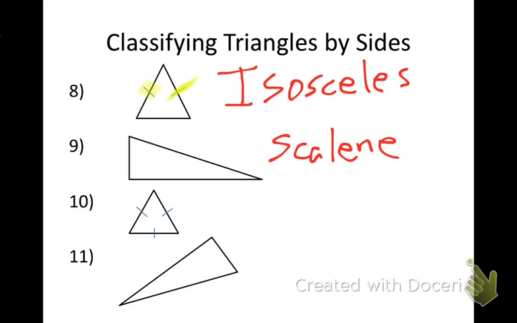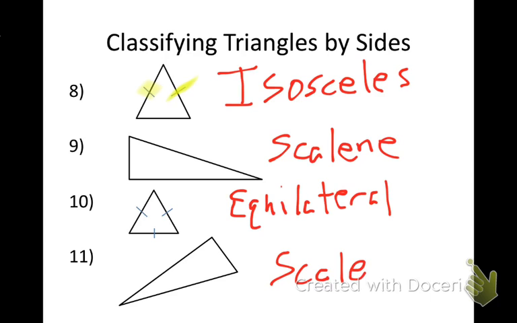Scalene. Number 10. What do you say about number 10, Anna? That is equilateral. Yeah, they're all the same there. Equilateral. And number 11 would be Gabe. That is scalene again. Nice job. Good work.